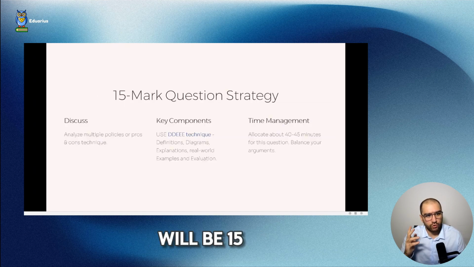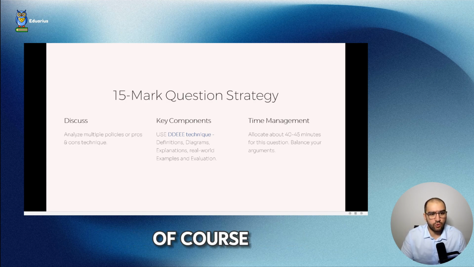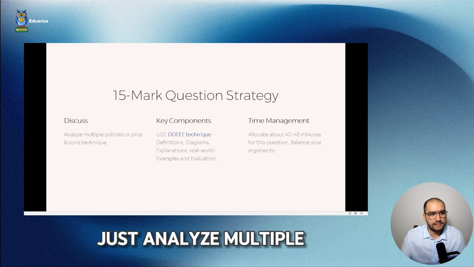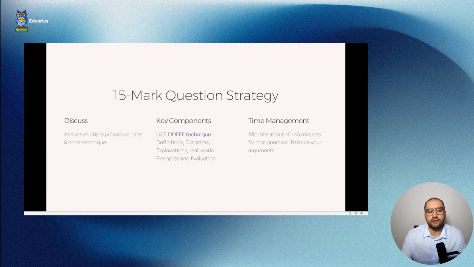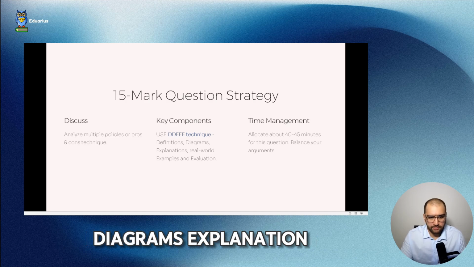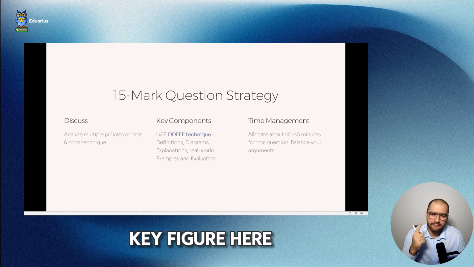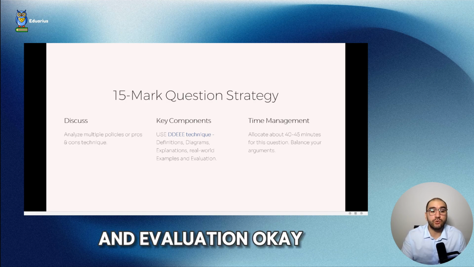The next one will be the 15-mark question. It's more challenging, of course, but here you always need to analyze multiple policies or use the pros and cons technique. The second thing, use the DDEE technique: definitions, diagrams, explanation, real world example. This is the key figure here, and evaluation.